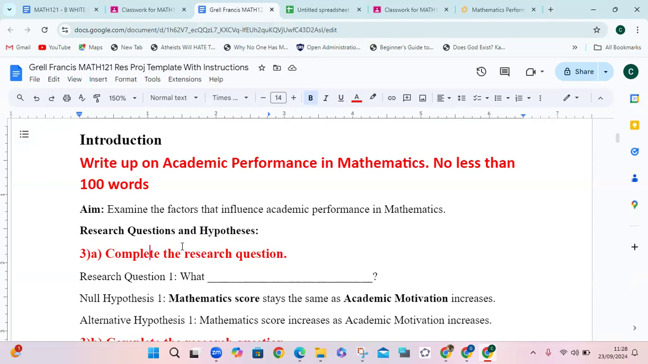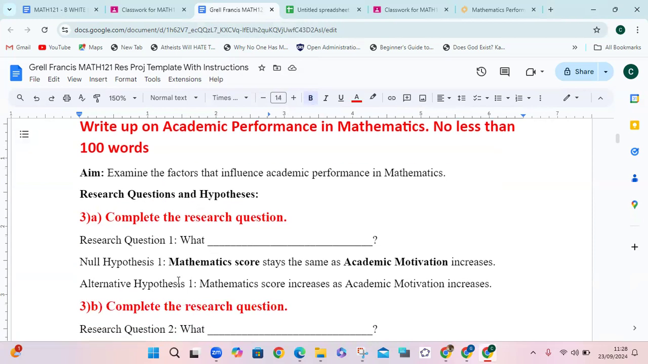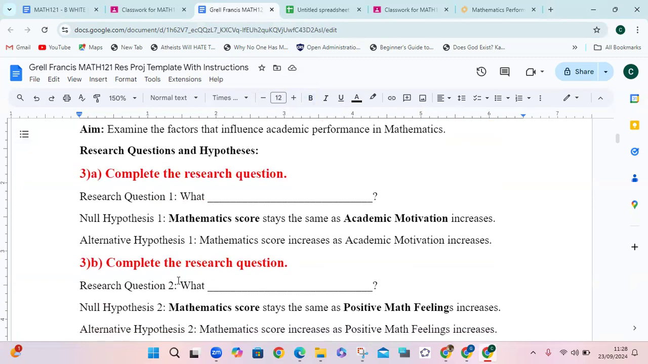Now, the research questions and hypotheses are already outlined. You don't have to create them. Everyone will have the same, although there might be slight differences, and you will see why. So for the first instruction, it's to complete the research question. By now, we are familiar with that whole idea of research question and hypothesis because we have been mentioning that repeatedly in worksheet 8.